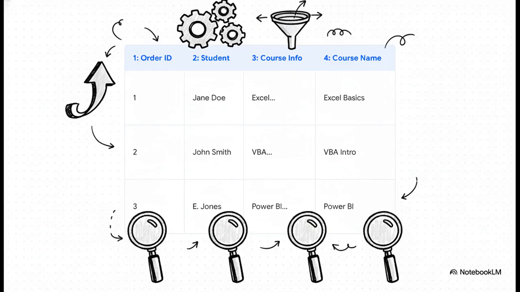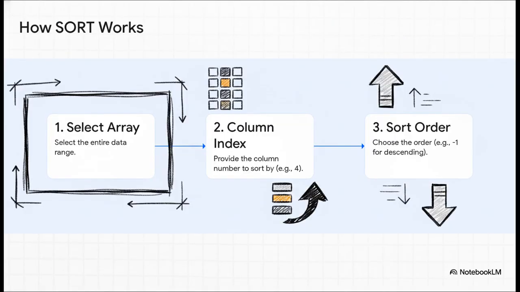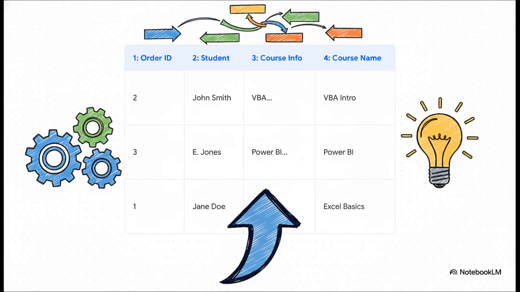Last one. Let's get this data organized. Pay attention to these column numbers. You'll need them. The SORT function is a game changer. It makes a new, perfectly sorted version of your data. The setup is a breeze. Just select your data, give it the column number, and pick the order. And there you go. Your entire table is sorted dynamically. Talk about a time saver, right?